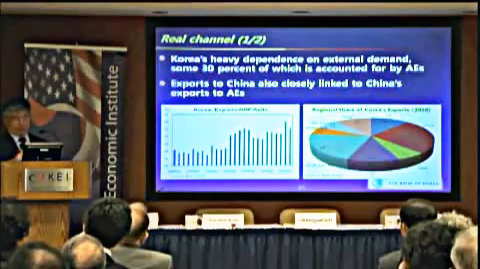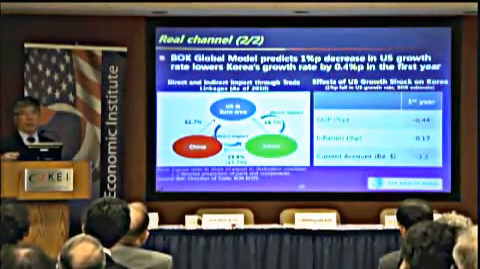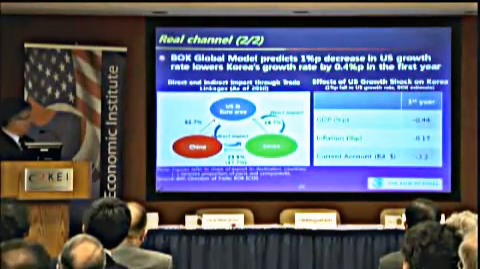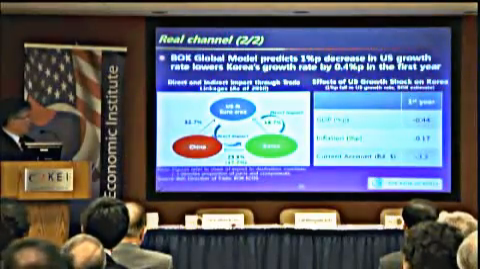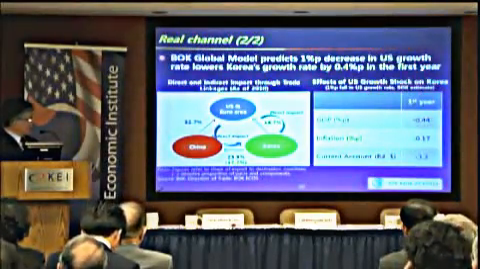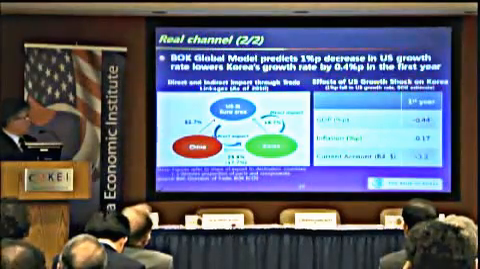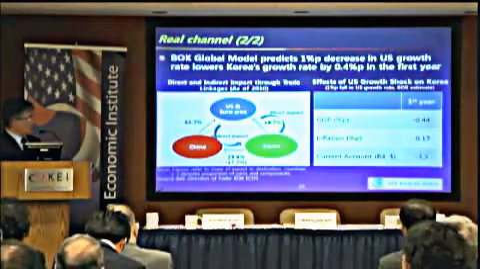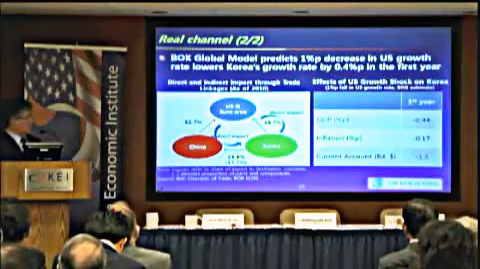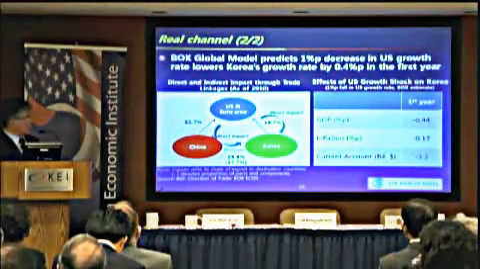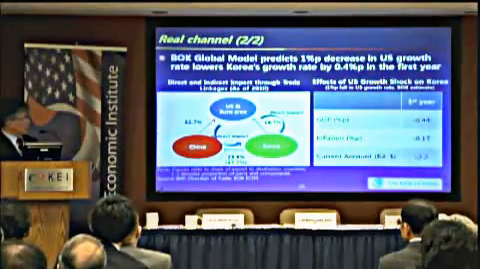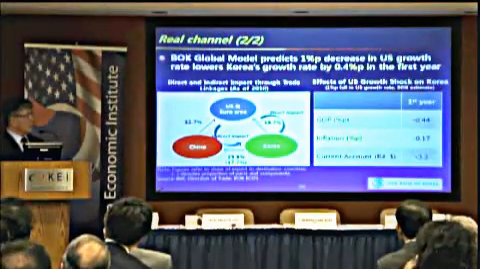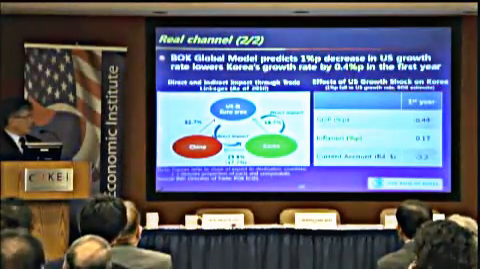We are indirectly affected by the global economy through the impact of our exports to China. This diagram shows how the direct and indirect effects are related. We have a model, the BOK global model, and by that model we learned that if U.S. GDP growth declines by 1 percentage point, Korea's GDP growth will decline by 0.44 percentage points. So we are very much affected by the U.S. economy, and inflation is affected by that, and so forth.